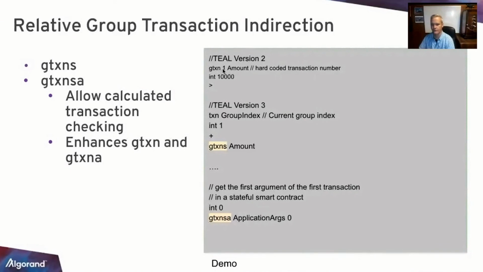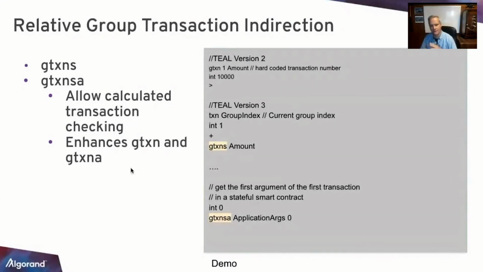So all I'm doing is using GTXN to look that amount up. If I want access to any of the array elements, and by that I mean the application array, the arguments array, the assets array, and the accounts array, then I would use GTXNA and specify the particular transaction number and the property I was interested in getting. So for example, if I wanted application args, I would say GTXNA 1 application args 0.